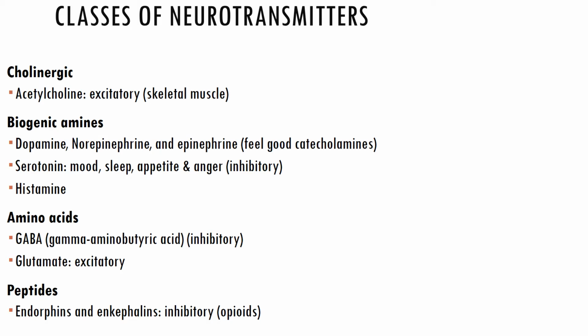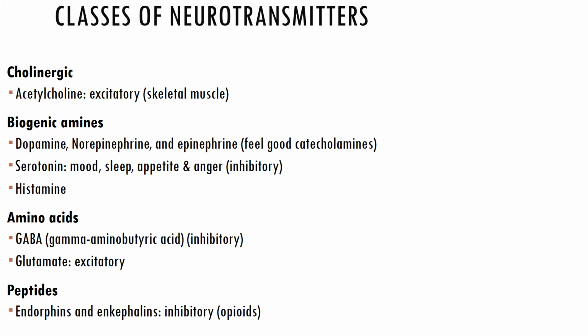Now, there are different classes of neurotransmitters that you should be familiar with. There are cholinergic transmitters, such as acetylcholine, which is excitatory in skeletal muscle. Biogenic amines, and some classes of those are dopamine, norepinephrine, and epinephrine. Serotonin, which alters your mood, sleep, appetite, anger, and these are generally inhibitory.